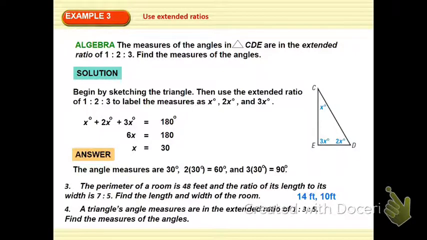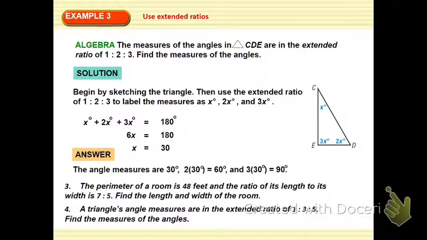Okay, there's some more examples there. The perimeter of a room is 48 feet, and the ratio of its length and width is 7 and 5. Find the length and width of the room. All right, how would we set this one up? See if you can do this one.